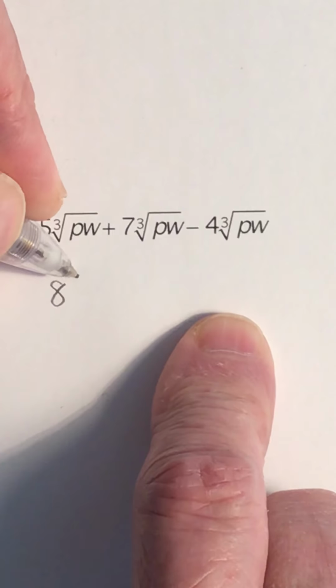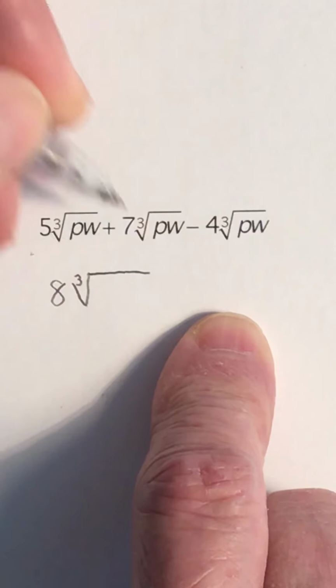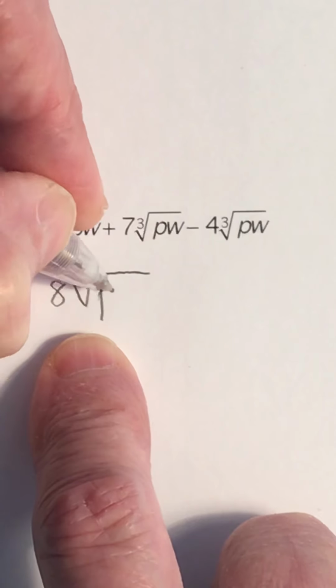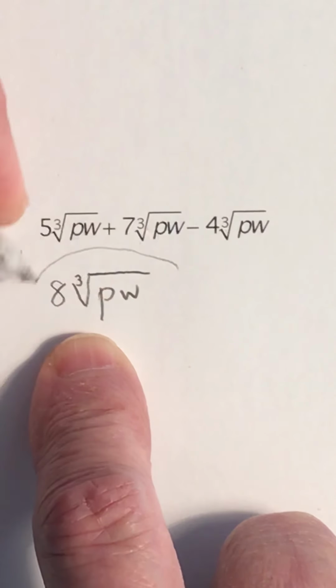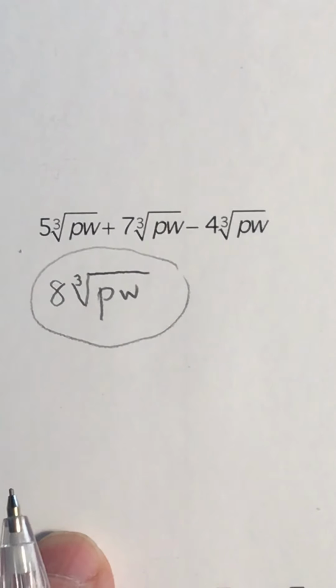Now very carefully, I want to write this. Don't want to make it look like 8 to the 3rd power. No, no, no. It's 8 cube root of PW. Okay?